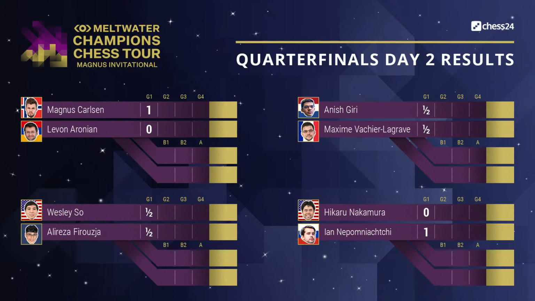Anish Giri, Maxime Vachier-Lagrave, also a very interesting fight there, Peter. We saw a knight endgame where Anish managed to survive a little bit of an unpleasant position out of the opening and eventually managed to create an a-passer, but it wasn't enough, and that ended in a draw. Hikaru, Jan Nepomniachtchi, Hikaru finds himself also in trouble. He needs to level the score, and that was our round one.